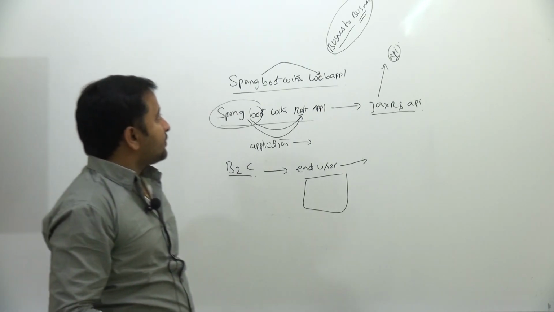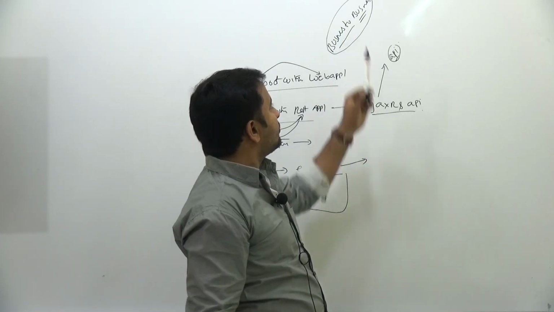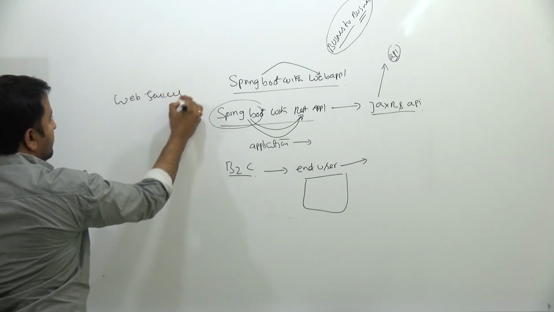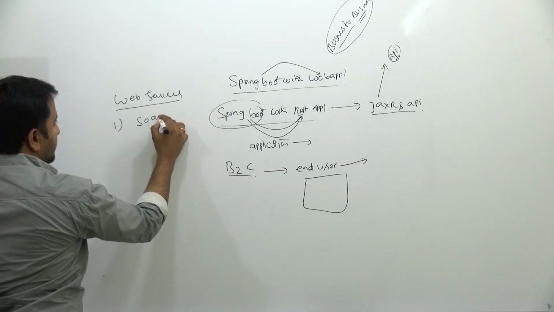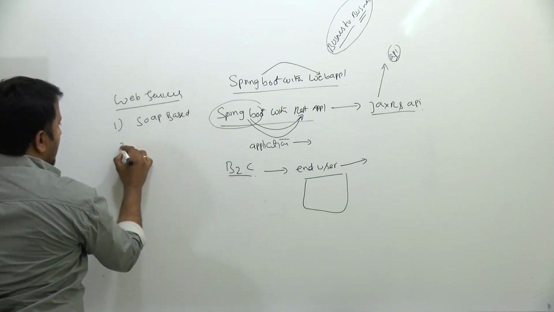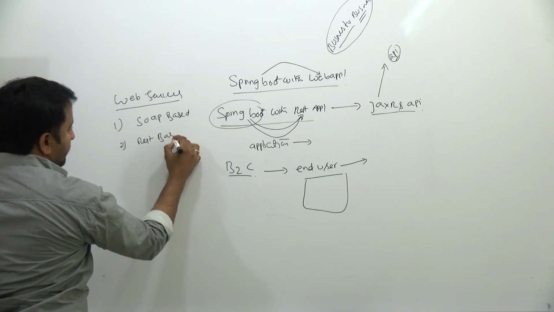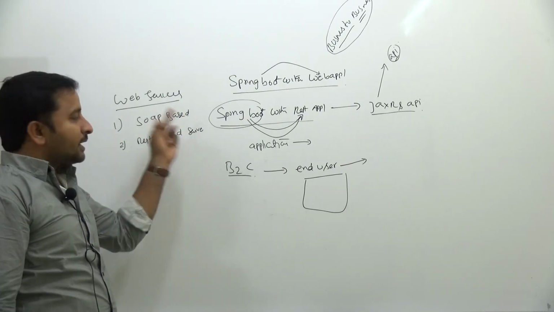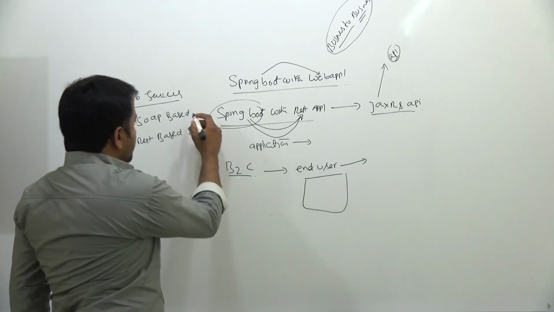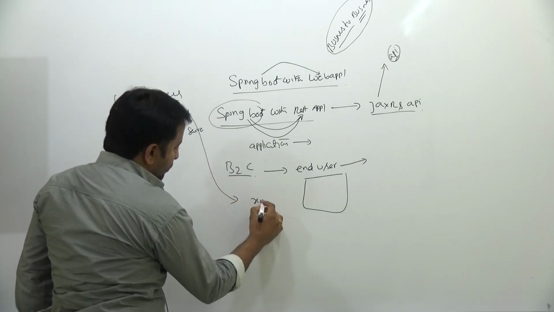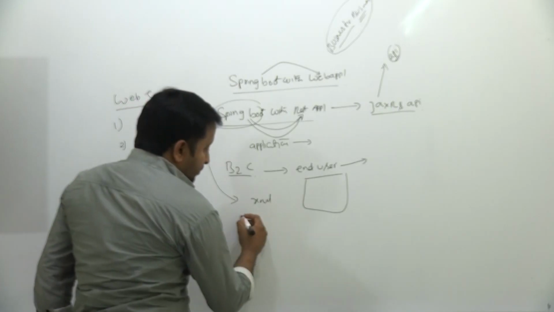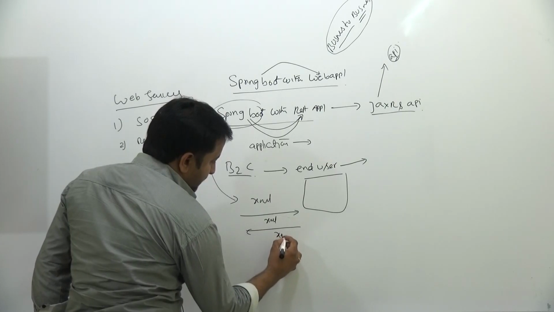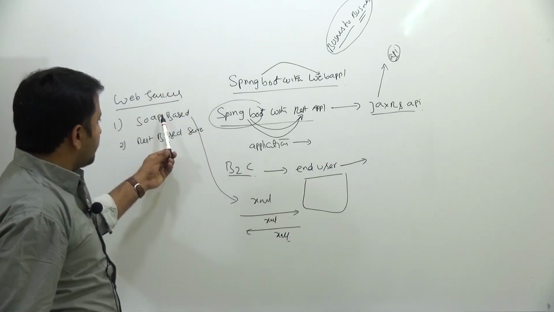First of all, for business to business communication we are also using web services. In web services we already know what is available. There are two kinds of web services: SOAP based web services, and the second one is REST based web services. The problem with SOAP based web services is that the communication is completely XML only. We send an XML request and we have to get an XML response only.